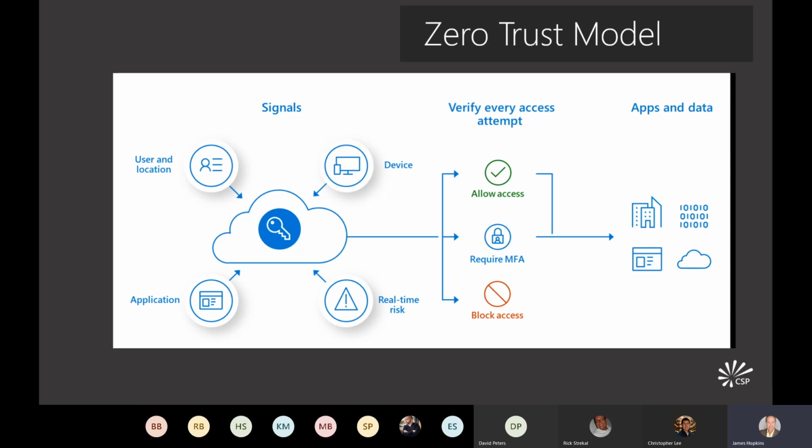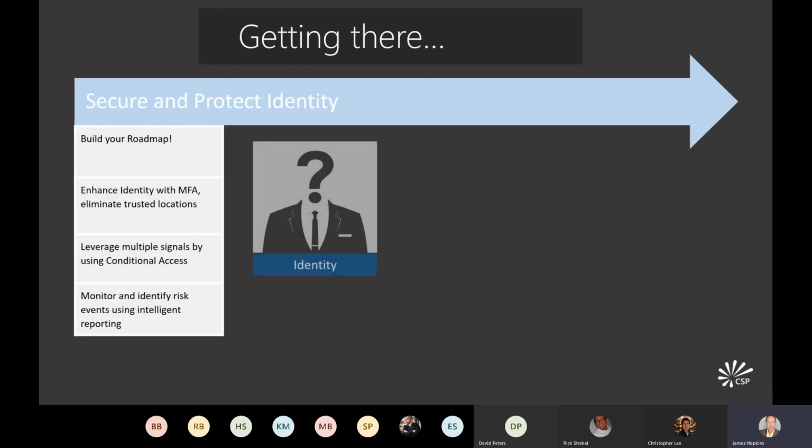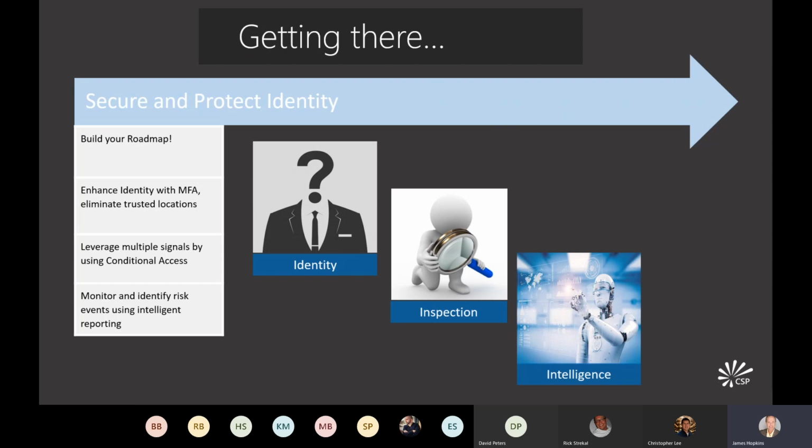So the meat of it, how do you get there? From an information standpoint, all of you have the availability of Azure Active Directory. A lot of you, I think we've worked with to implement multi-factor. Look at eliminating trusted locations. So is it okay that my on-premise environment is trusted? Well, it may or may not be.